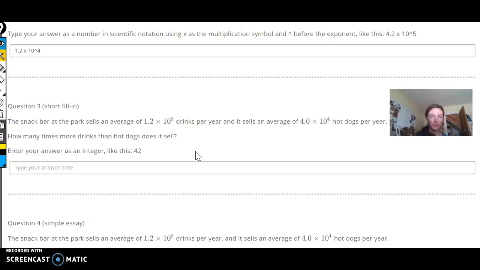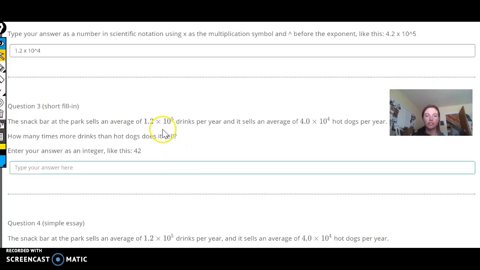Okay, so I've got 1.2 times 10 to the 5th, and I've got 4.0 times 10 to the 4th, so I've definitely got some exponents to deal with here. There's a couple different ways to tackle this. I'll show you a couple that I can think of right off the top of my head.